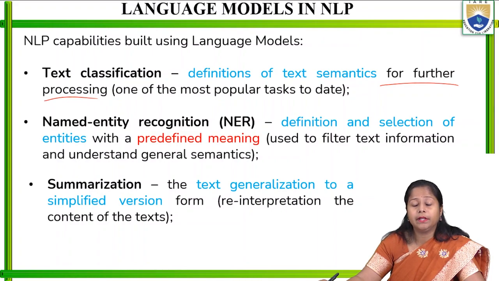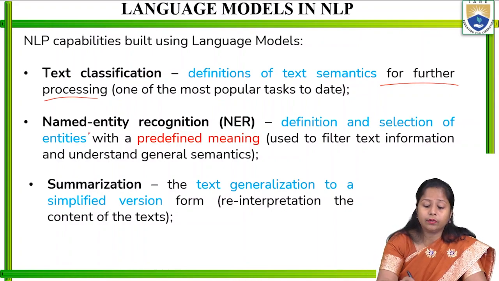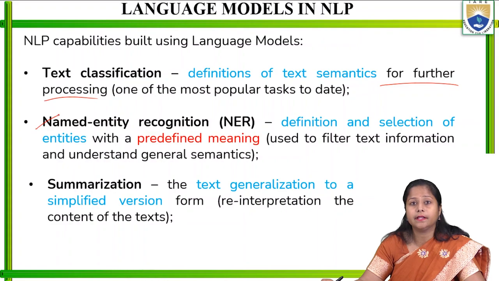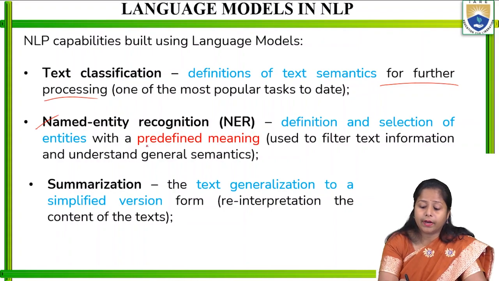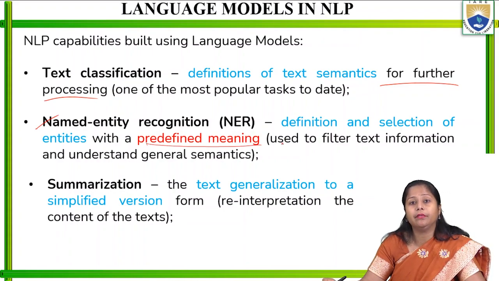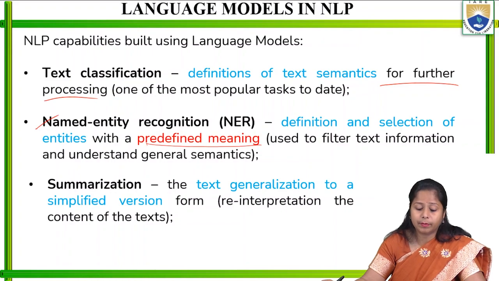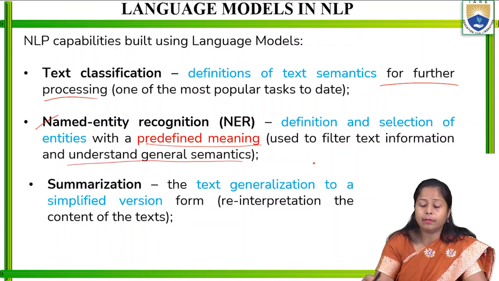The next capability is named entity recognition, that is NER, which is very popular. It is the definition and selection of entities with a predefined meaning. The meaning is already defined, and in that context the model has to select the different entities, which are used to filter text information and understand the general semantics.